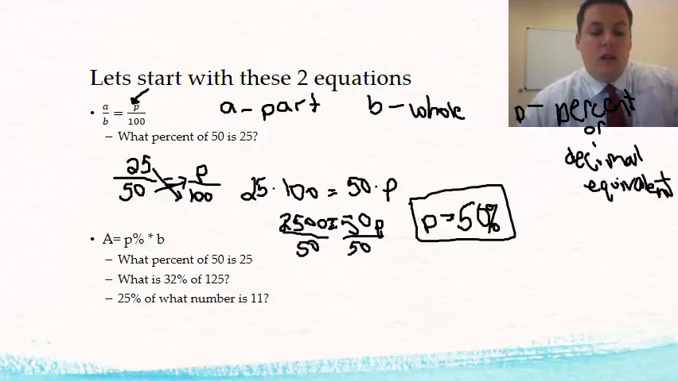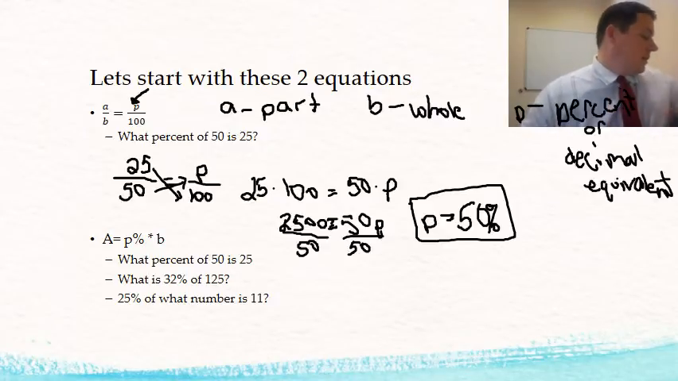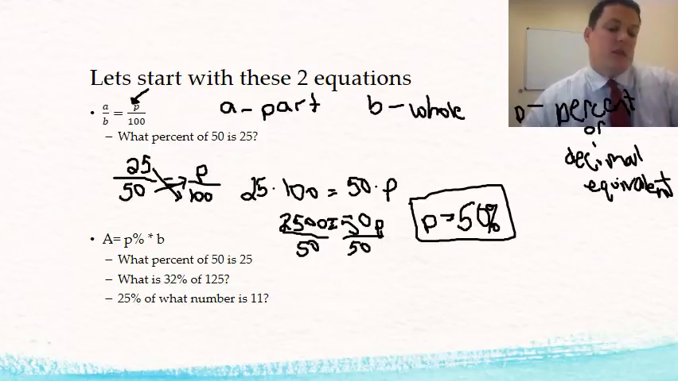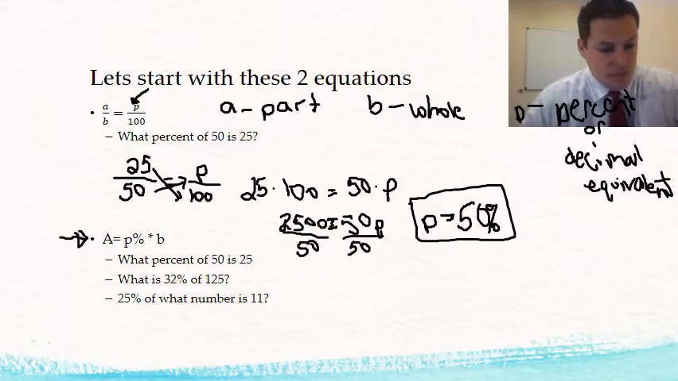We can also use this equation down here, which is referred to as the percent equation. Essentially all we did here was multiply both sides by B in the proportion equation. So all you really have to do is memorize one of these equations if you are good at manipulating equations. If not, this is probably the better equation to memorize. This is what you're going to use most often.